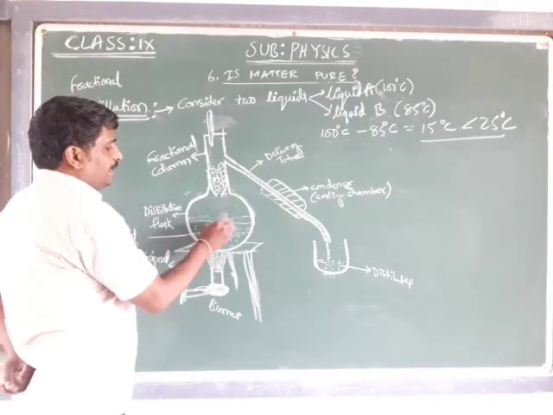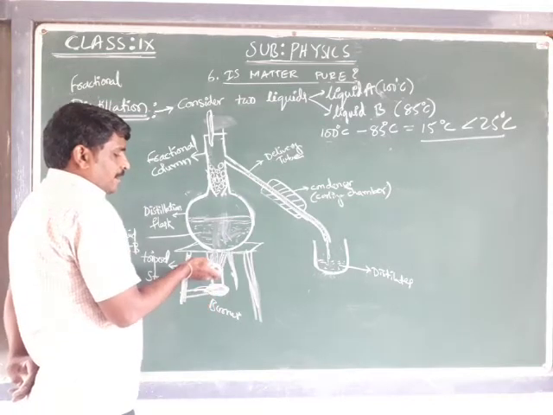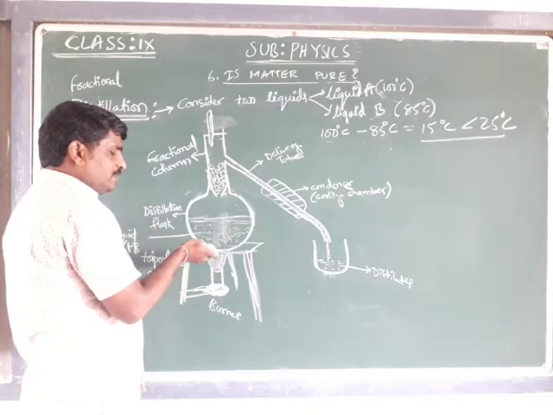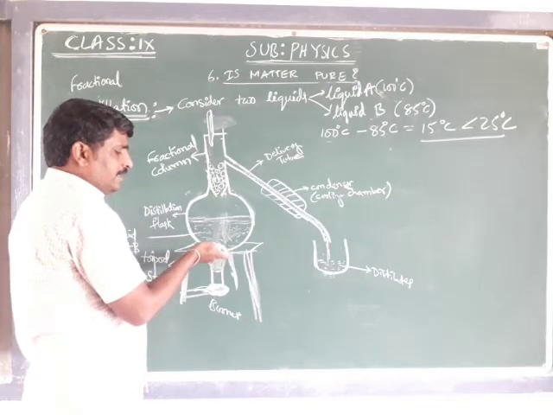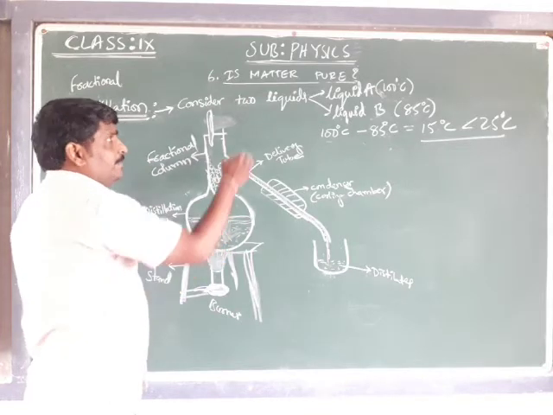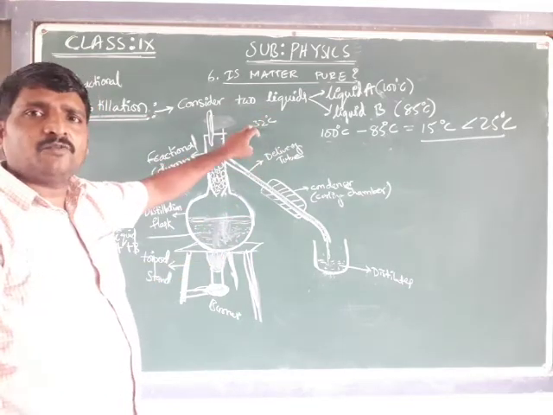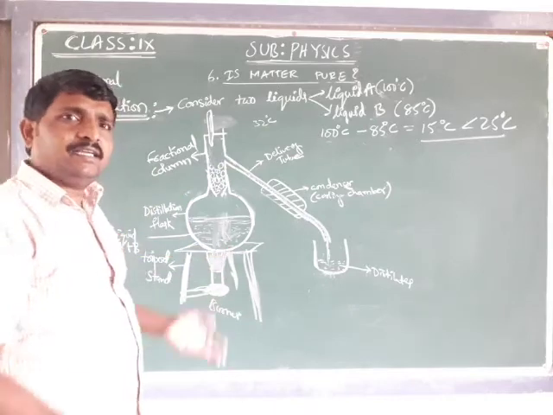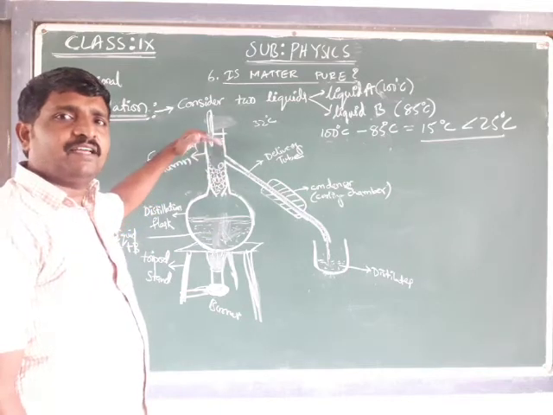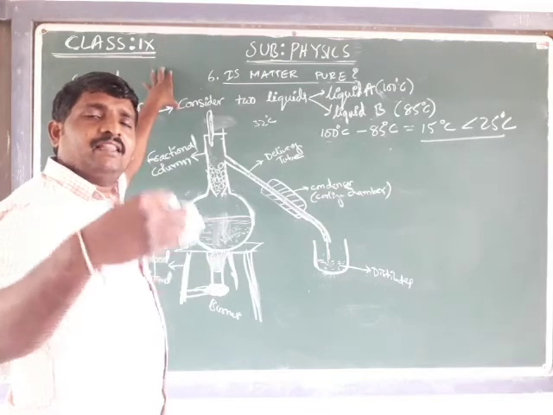Suppose I am taking the mixture of liquid A and liquid B, where the boiling point of liquid B is 85 degrees Celsius. When we switch on the Bunsen burner and supply heat energy to this flask, the mixture might be at 32 degrees Celsius at room temperature. When I supply heat energy, the temperature starts increasing. It reaches 40, 45, 50, 55, 60, 65, 70, 75 and 80, 81, 82, 83, 84, 85.